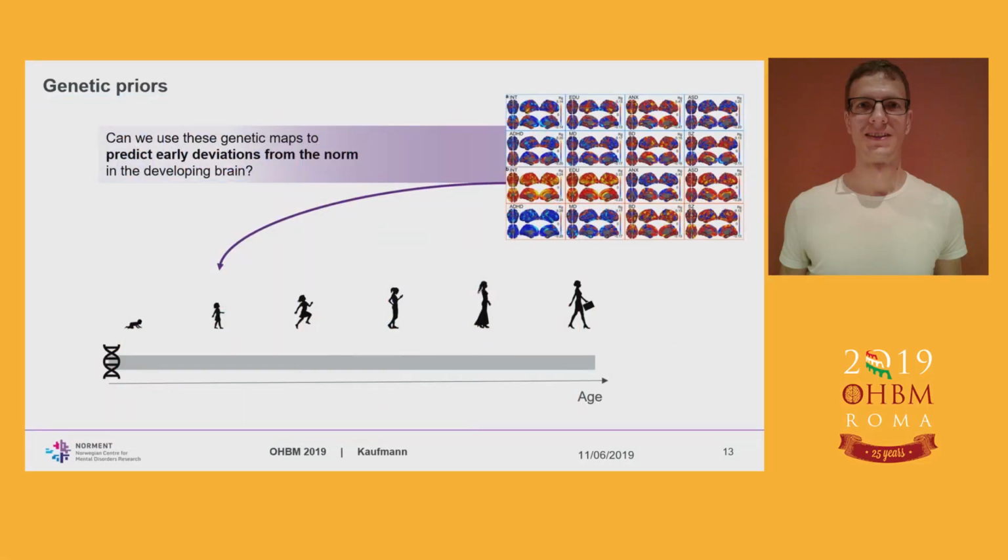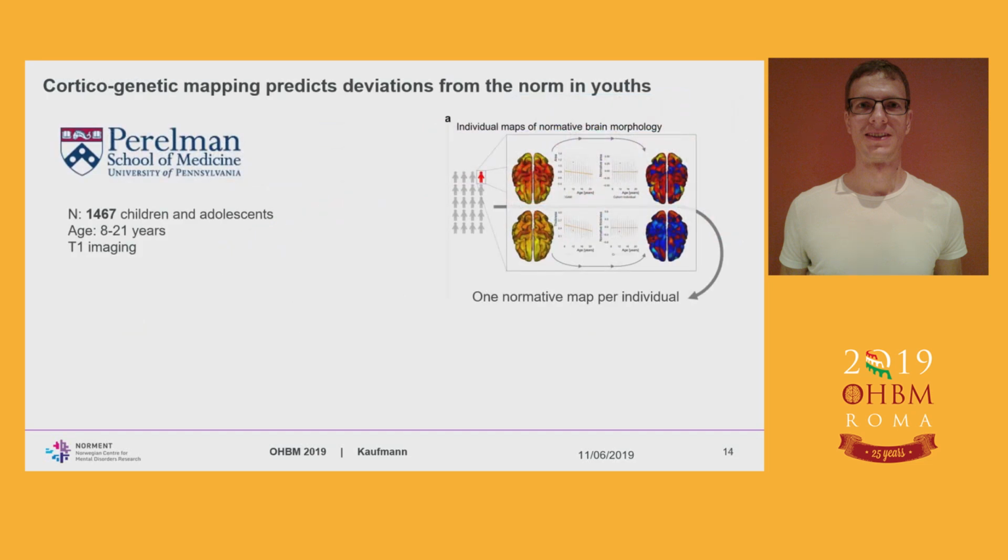So again, back to our rationale for this study, our idea now was to ask if we can actually use these genetic maps as some sort of genetic priors to identify patterns in the developing human brain. To this end, we made use of this extremely nice resource, the Philadelphia Neurodevelopmental Cohort, the PNC. And here we processed the structural data for 1,467 individuals.